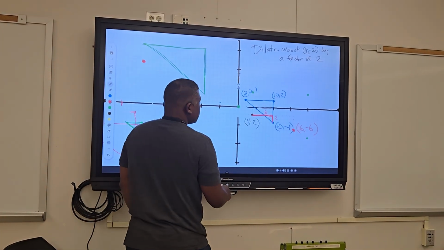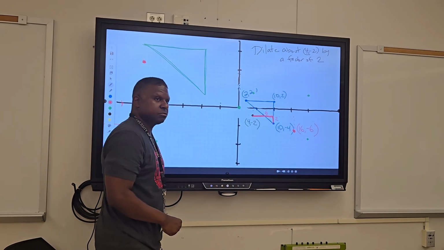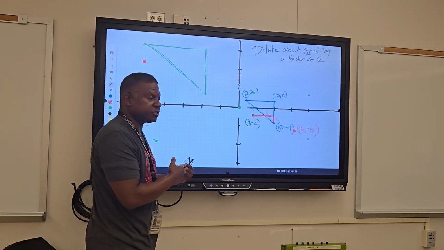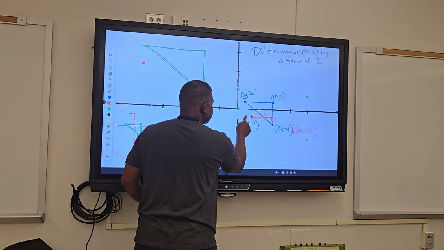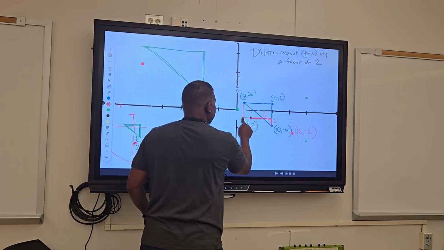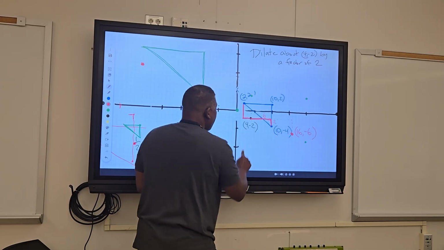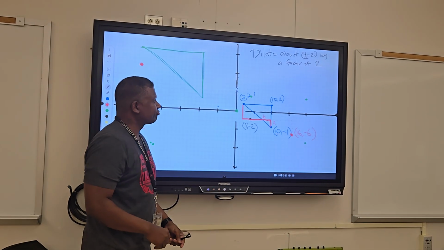2, 2. How do I get from 4, negative 2 to 2, 2? How much do I have to move in the x direction? Left 2, and up 4, correct. So I'm going back 2 and I'm going up 4. So from 4, negative 2, I'm going back 2 and up 4.